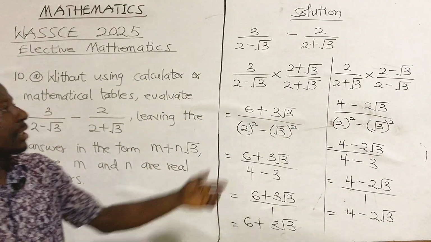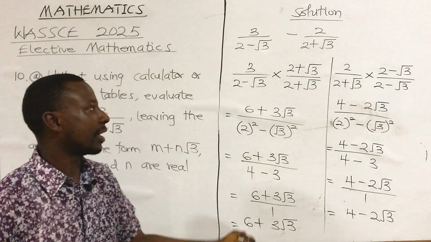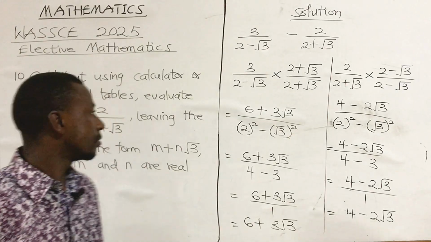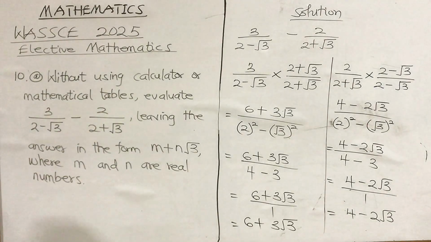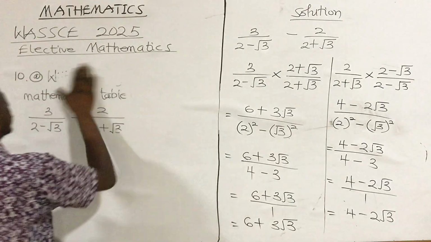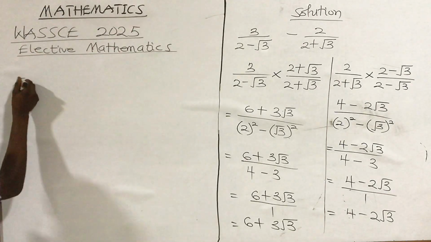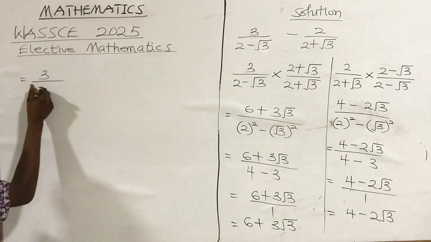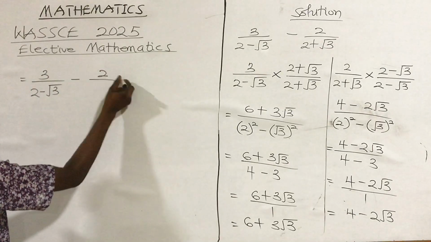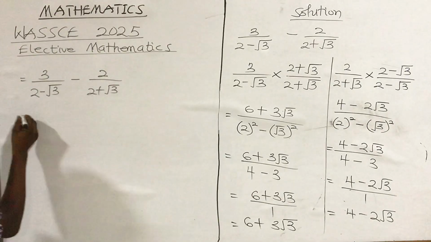But the question was this minus this. And this we had the answer we have here. This we have this answer. So we are just going to take the difference. So it's 3 over 2 minus root 3 minus 2 over 2 plus root 3.